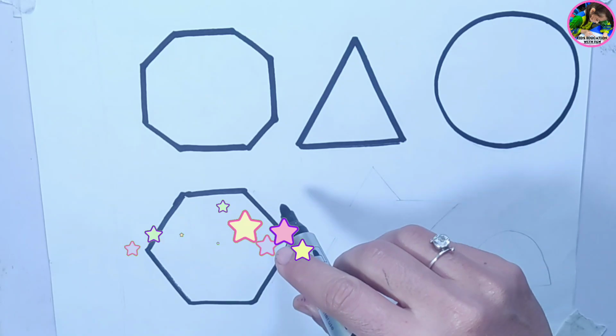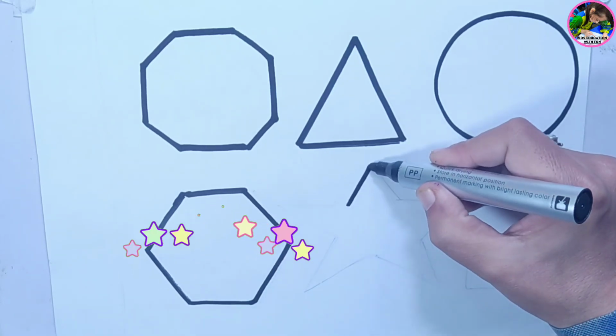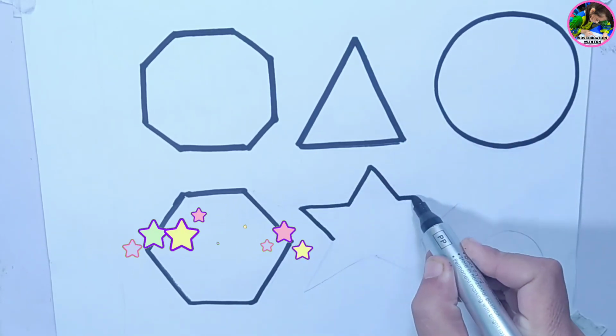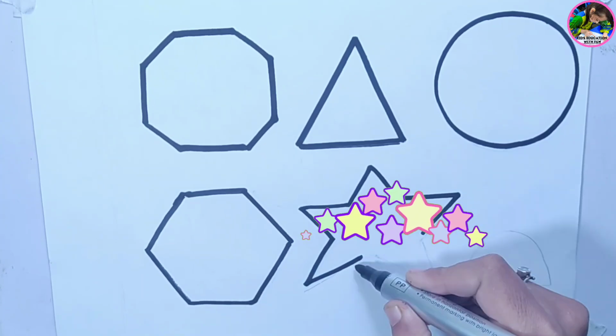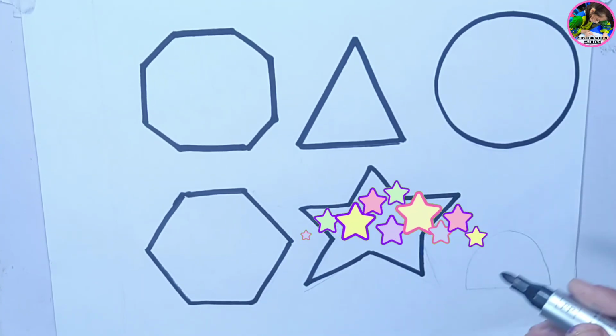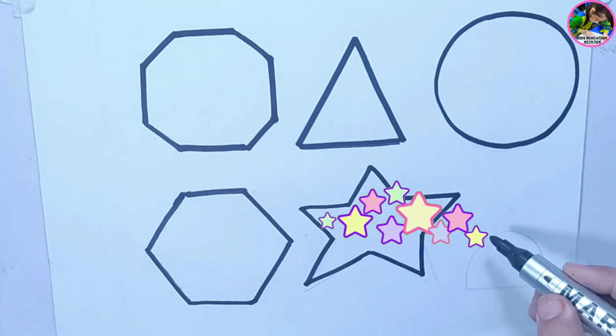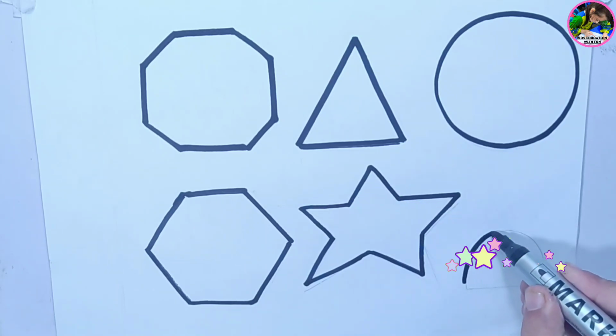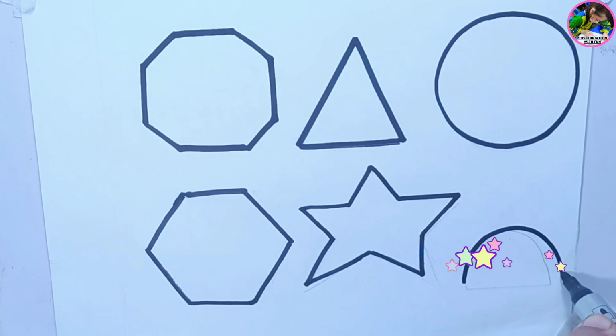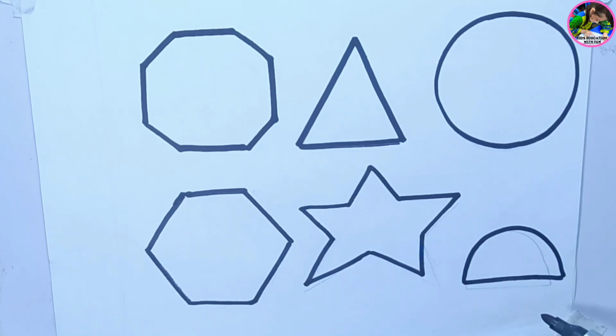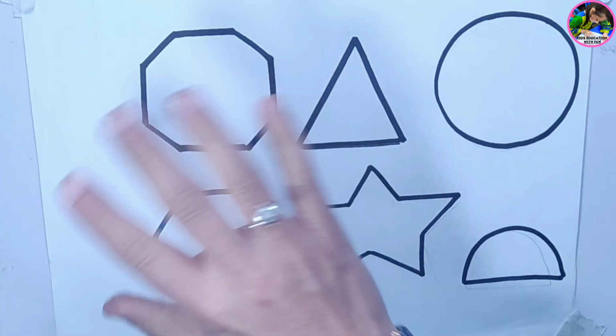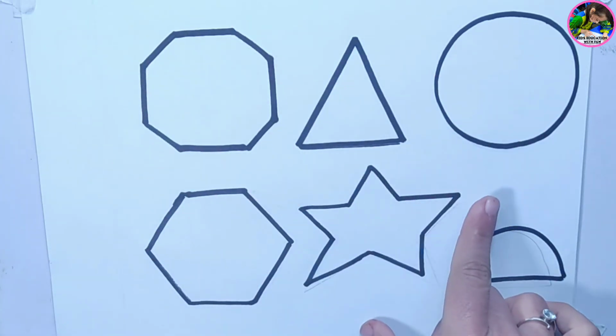Hexagon, 6 sides. This is a star. Semicircle. Wow, we have just drawn 2D shapes.